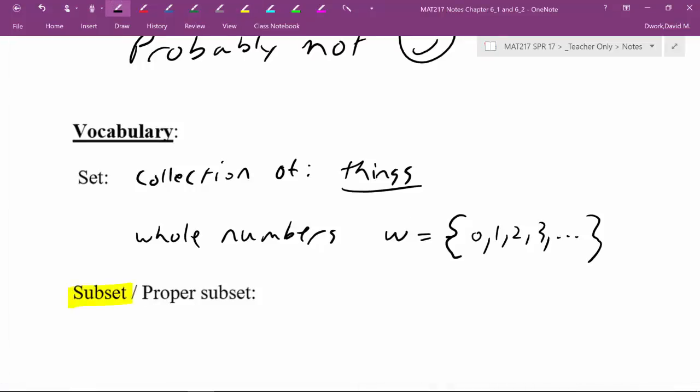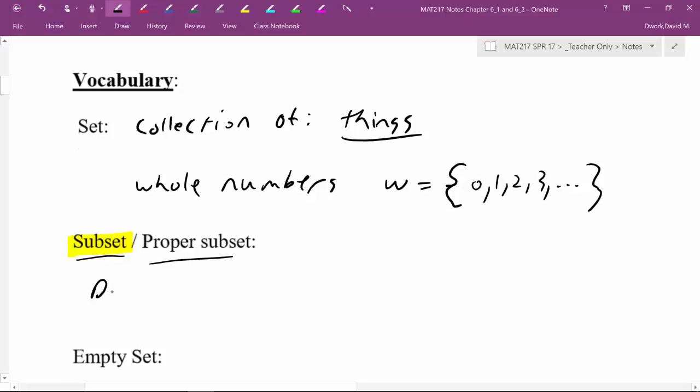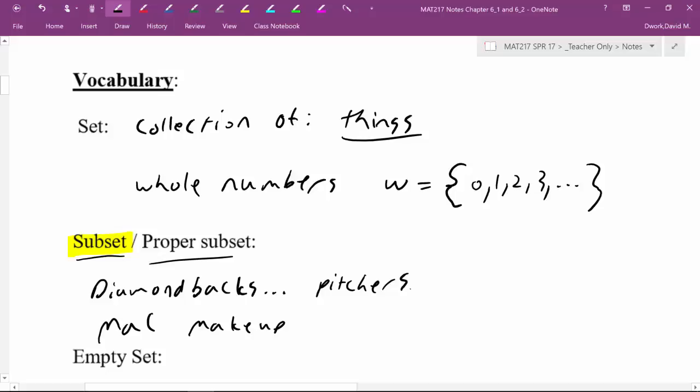Now, a subset would be a portion of the set, but not well, we'll be careful when I say but not, because we have something called a proper subset. But it's anything that's restricted to a portion of that group. So, for example, if we were talking about the Diamondbacks, the baseball team, maybe a subset of them would be the pitchers. For those of you who don't know baseball, we can do makeup, right? So you have all the different kinds of MAC makeup, and a subset of that might be the different eyeshadows. I don't know, something like that. So the idea is it's just a smaller grouping.